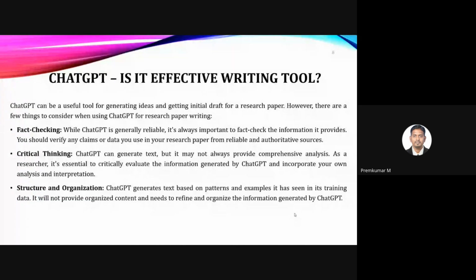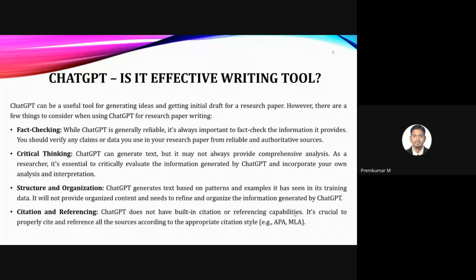And the structure and organization. If you ask ChatGPT to write the paper, it doesn't know what the structure or the organization of the paper should be. As I said, it's just a text-based algorithm. Whatever data is there, it will give it to you. So it's your duty to make your paper in the proper structure and organize it properly, but ChatGPT cannot do it at all.